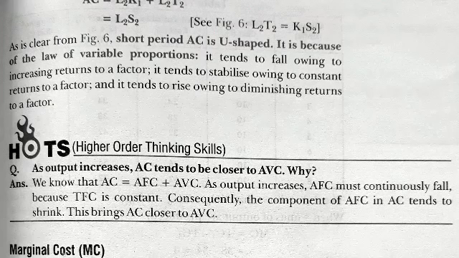It is because of the law of variable proportions, as we saw in the case of the average variable cost curve. In the initial stages of production, we face increasing returns, then ultimately diminishing returns start to occur. It tends to fall owing to increasing returns to a factor in the initial stages of production. It tends to stabilize owing to constant returns to a factor.